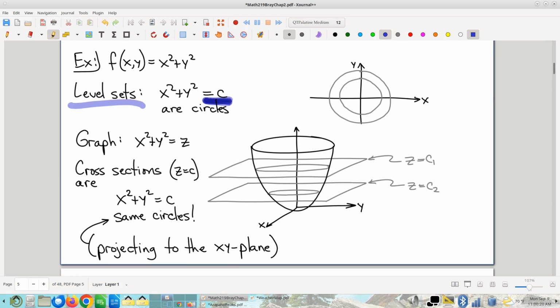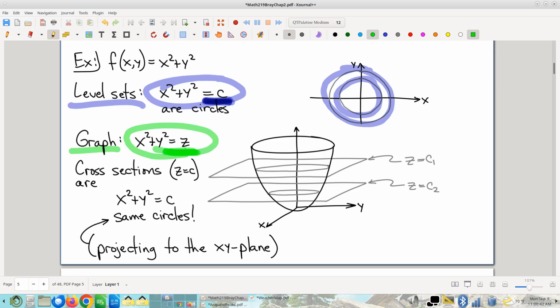Right? I'm setting the function equal to a constant, so these are level sets. And those level sets are clearly circles, previously discussed. On the other hand, I can talk about the graph. Again, the graph being what you get when you set the function equal to a new variable, as we discussed. The graph, now we have not yet discussed how to interpret what this picture looks like.